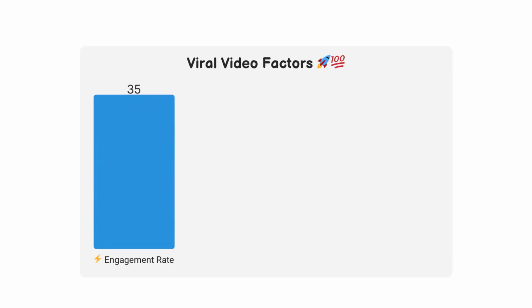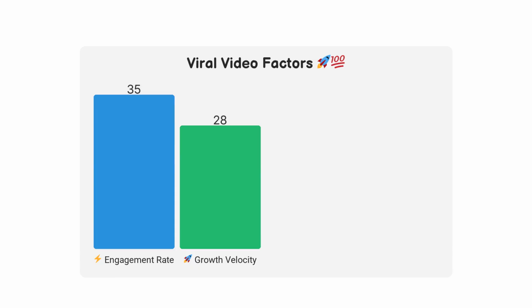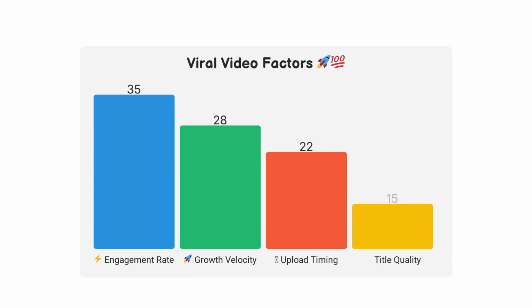Breaking down what makes videos explode, we see engagement quality dominates at 35% importance, followed by velocity at 28%, optimal timing at 22%, and title optimization at 15%. Most creators obsess over thumbnails and titles, but data shows engagement and velocity predict virality far better.